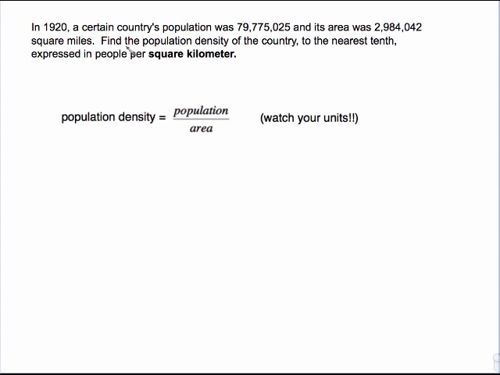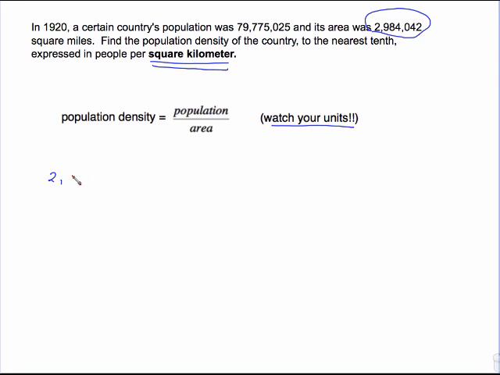In 1920, a certain country's population was about 79 million, and its area was about 2 million-ish square miles. Find the population density of the country to the nearest tenth, expressed in people per square kilometer. I'm the one that made this bold. In your homework problem, it is not bold, so you have to pay attention and watch your units. You know, after all, these last 2 sections have all been about units and unit conversion, so you've got to watch the units. So if I'm going to do this in people per square kilometer, I've got to take this, which was square miles, and convert it.